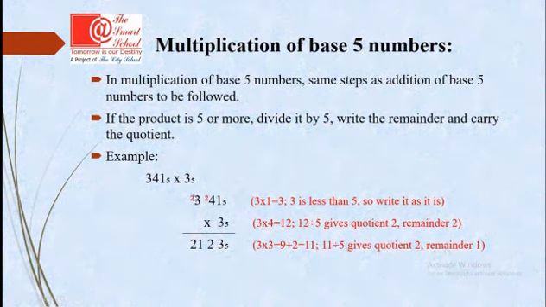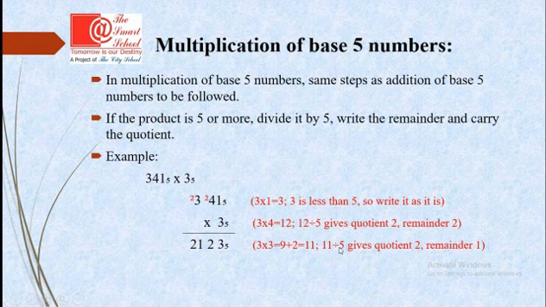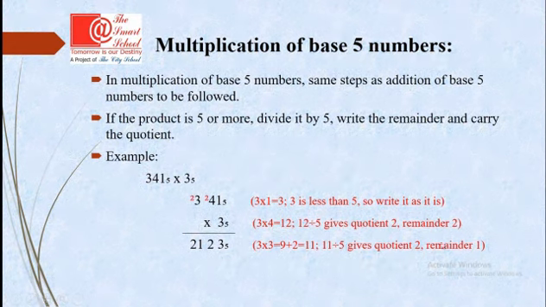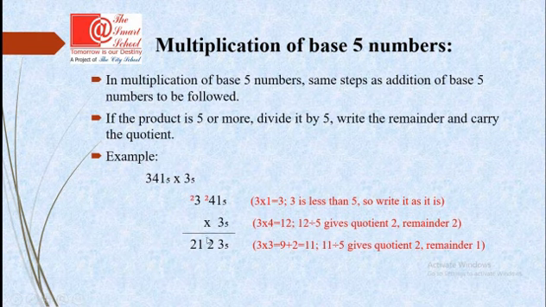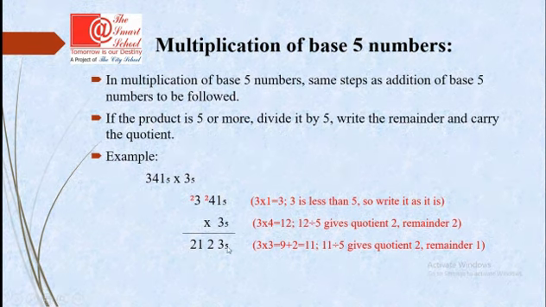So now 3 multiplied by 3 is 9, plus 2 is 11, and 11 is again bigger than 5, so we have to divide 11 by 5 and it gives quotient 2 and remainder 1. So the remainder will come here and the quotient will go over there. Because there are no more digits, the quotient will come down. So 2123 base 5 is the product.